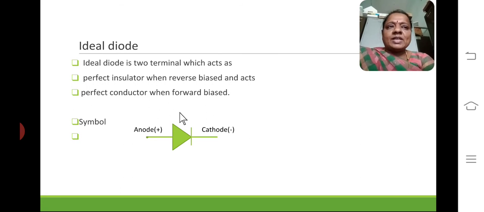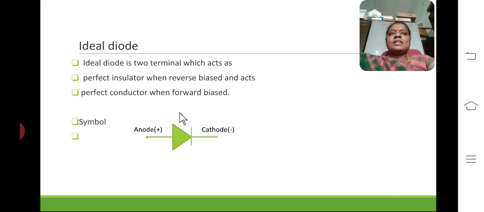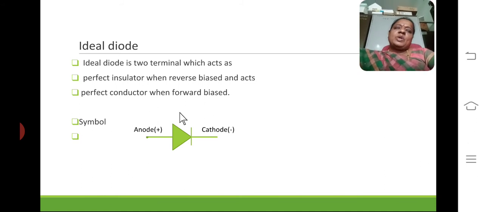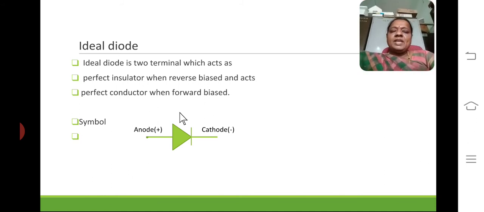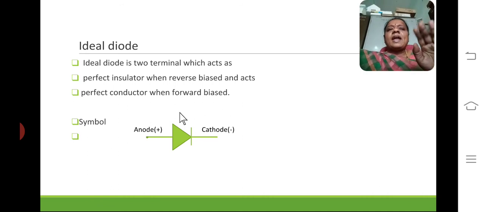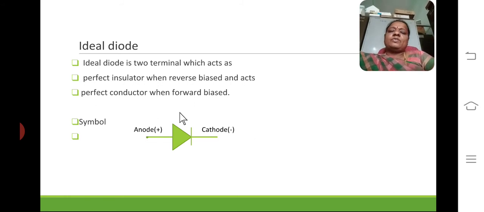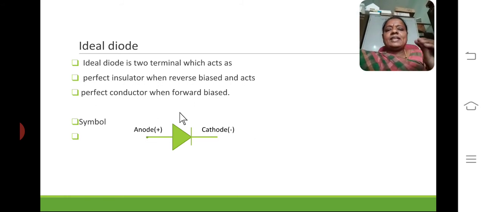Now let us move to another topic in this session. What is an ideal diode? What do you mean by ideal? Ideal is nothing but 100%. Any device that works fully 100% without any wastage is ideal. Here, if the PN junction acts as an insulator when it is reverse biased, and acts as a perfect conductor when it is forward biased, then it is called an ideal diode.